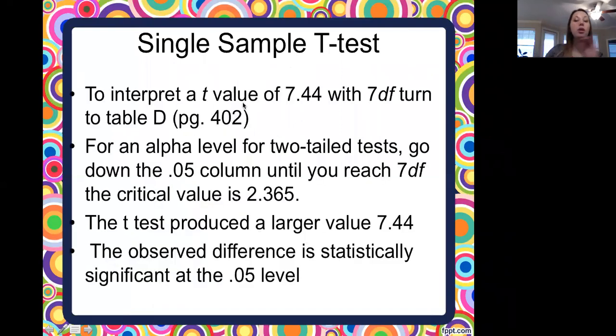So to interpret our t-value of 7.44 with the degrees of freedom of 7, we turn to our t-table. So we're going to find our critical value, and we're going to compare that 7.44 to determine if we have a significant result. And if you remember from when we looked at the t-table, we found that our critical value is 2.365. We found that already.